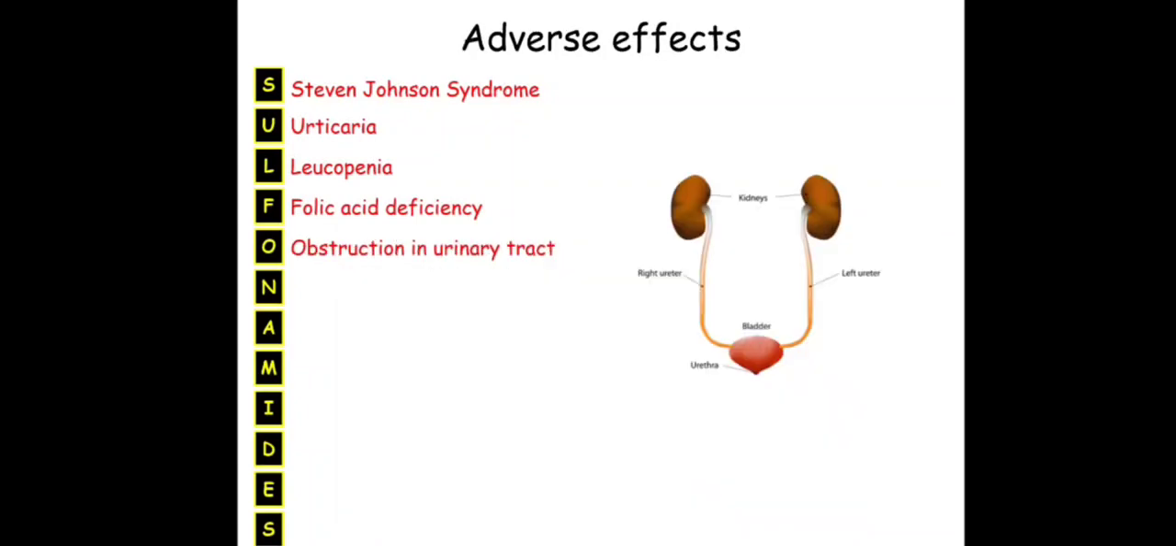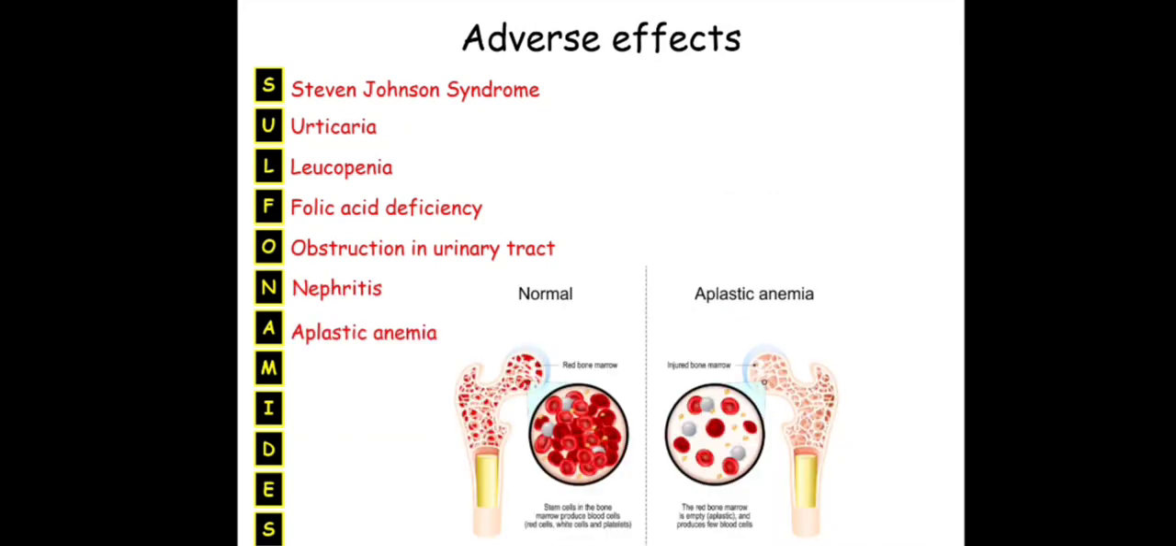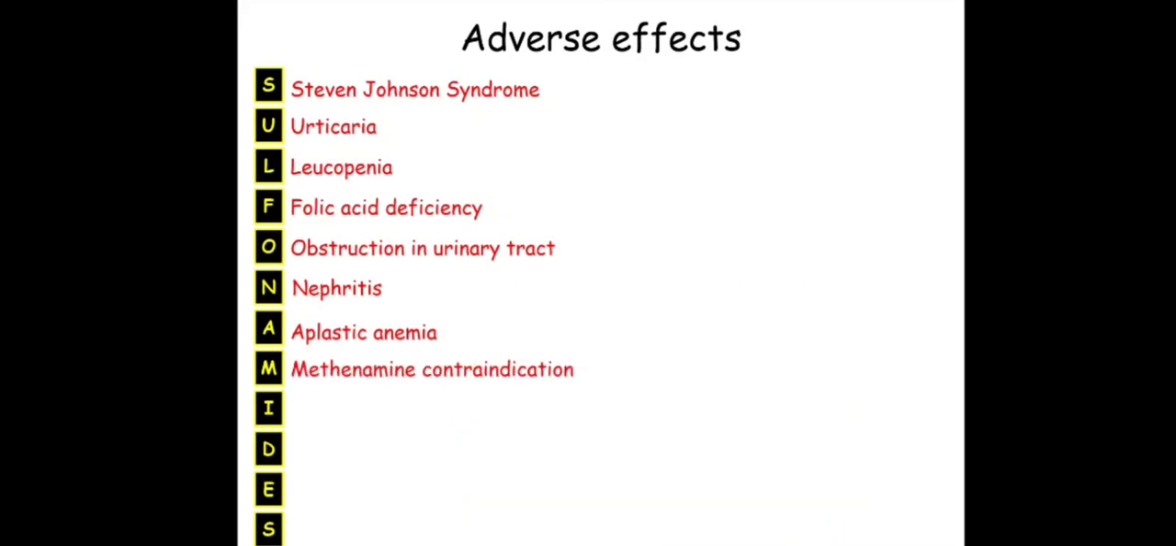O is for obstruction in the urinary tract, which obviously occurs because of crystalluria. But anyhow, precipitation in urine can be minimized by taking plenty of fluids and by alkalizing the urine, in which the sulfonamide and their acetylated derivatives are more soluble. Next, N is for nephritis. A is for aplastic anemia. M is for methenamine, with which it is contraindicated.